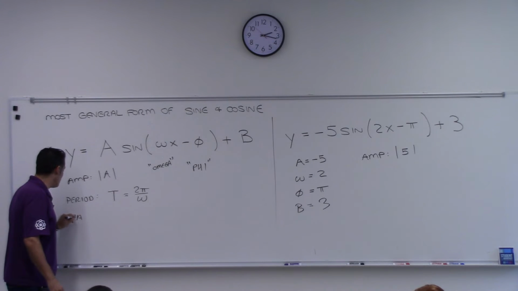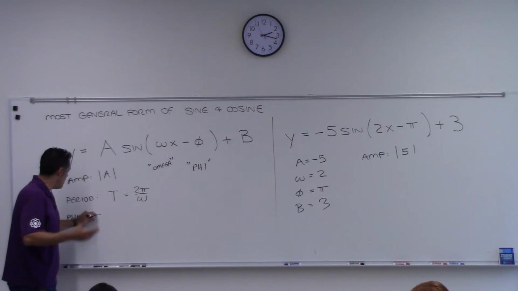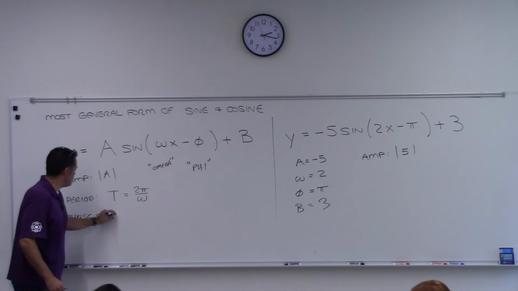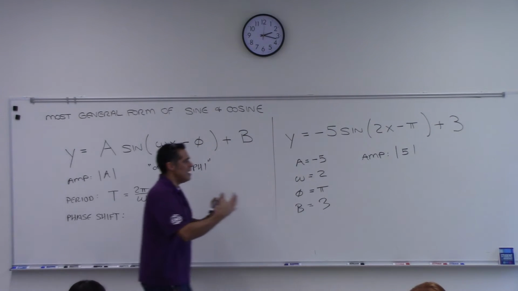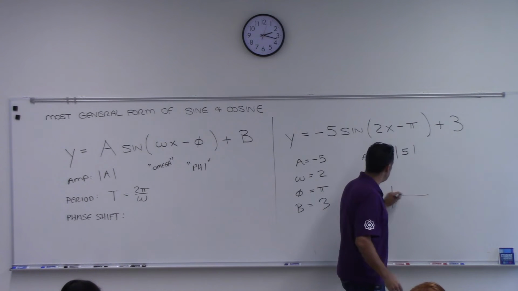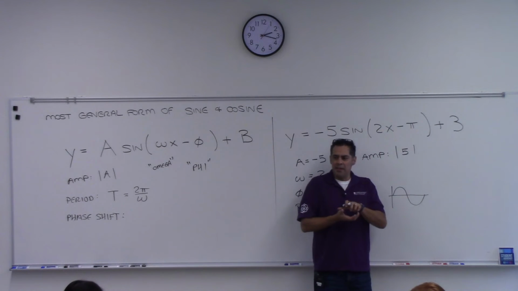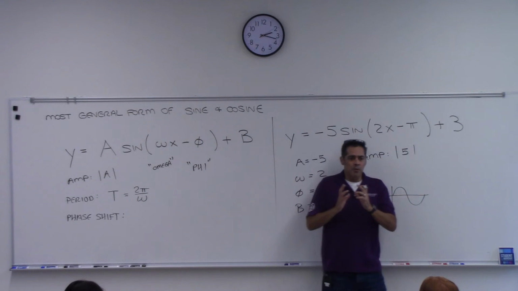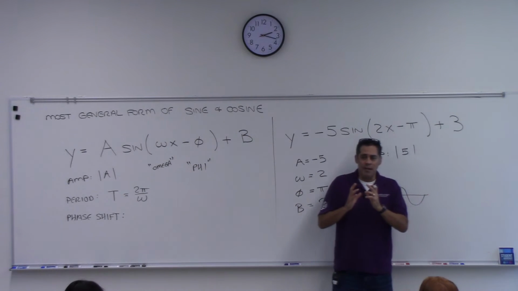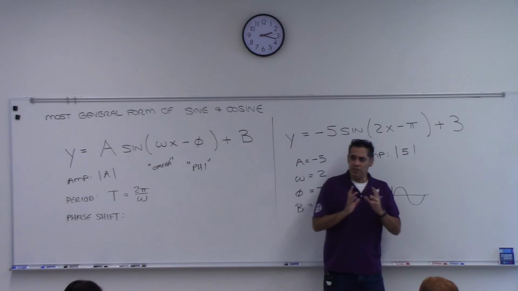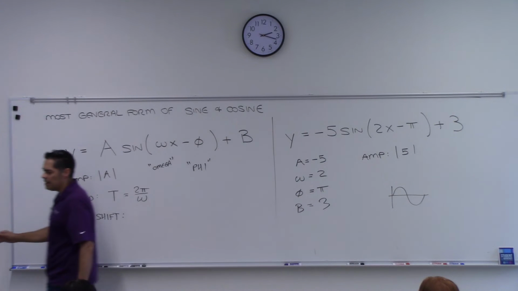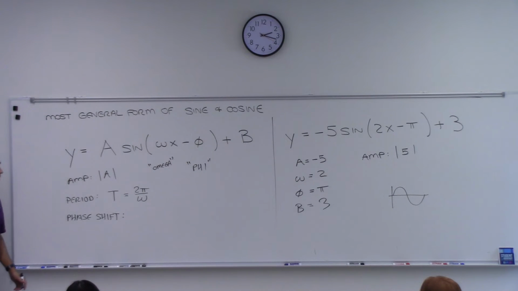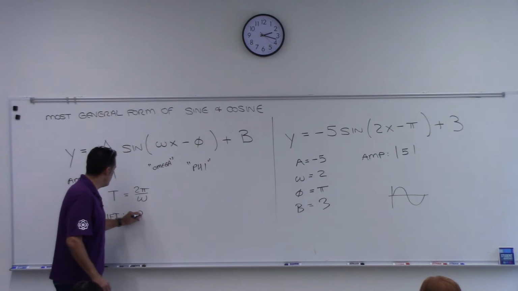Now we have not talked about phase shift, but that's why I want to bring this up. The phase shift is basically going to measure, it's like you take the original sine function, and we're doing things like stretching it, compressing it, flipping it, and then we're moving it left or moving it right. That's called your phase shift. It's just your left-right movement. And that can be calculated by taking your phi and dividing it by your omega.